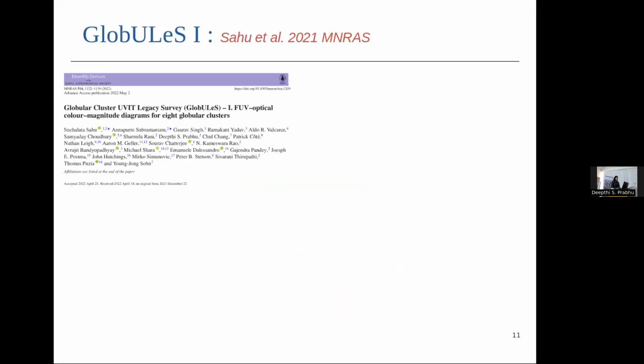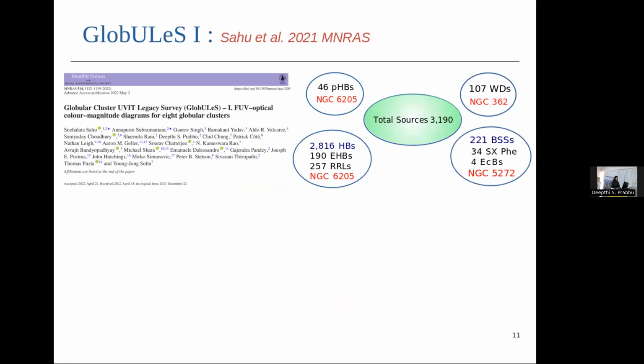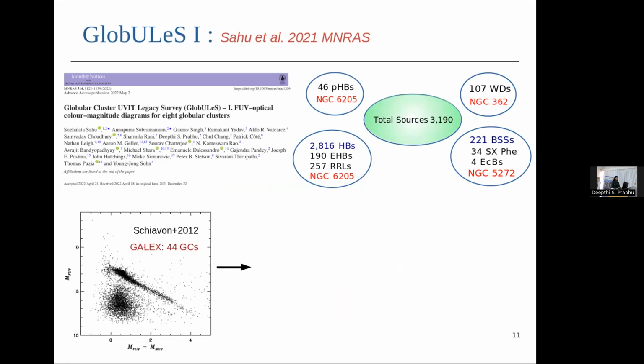So in the first paper in this series, we have presented the UV optical color magnitude diagram for 8 globular clusters. And we have observed about 3,000 sources from all these clusters, including hot HB stars, white dwarfs, and blue straggler stars. So the previous study was conducted by Shiva using GALEX, which has a smaller spatial resolution of about 3 to 5 arcseconds. And here we can see the combined color magnitude diagram of 44 globular clusters.